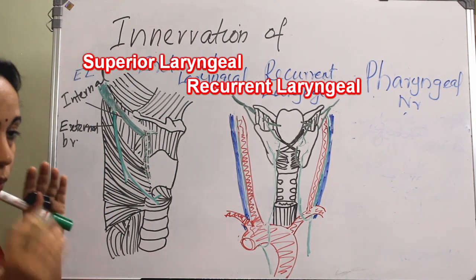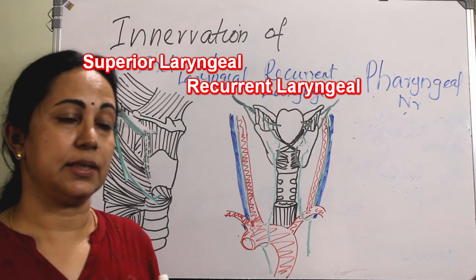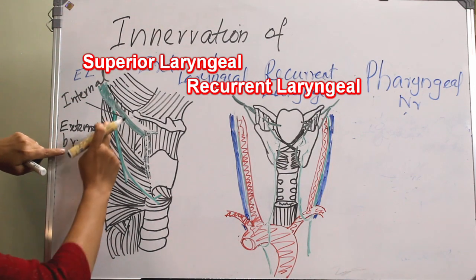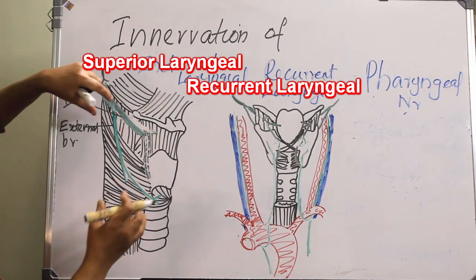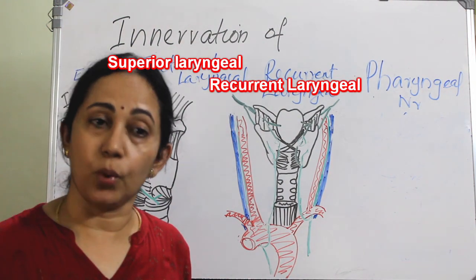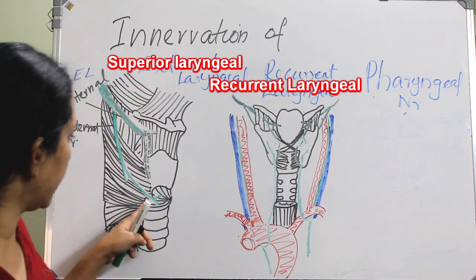Internal branch. So this external laryngeal nerve at the level of greater horn of hyoid bone divides into a smaller external branch and a larger internal branch.